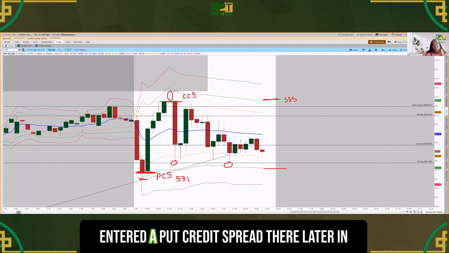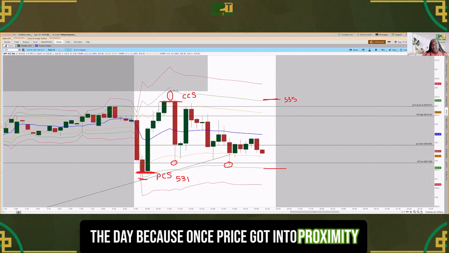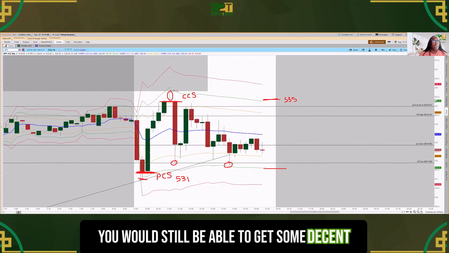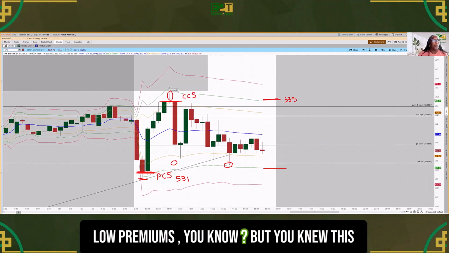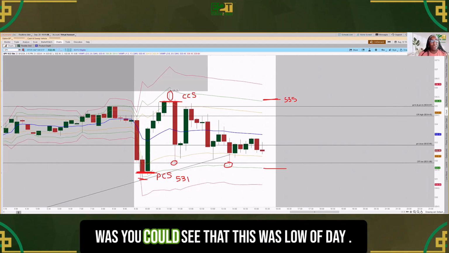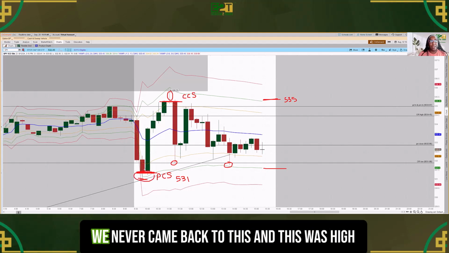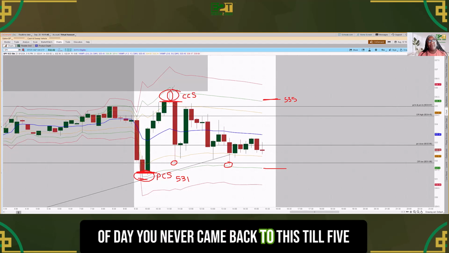You could have entered a put credit spread there later in the day, because once price got into proximity, you would still be able to get some decent low premiums. But you knew this was, you could see that this was low of day, and we never came back to this. And this was high of day, you never came back to this.